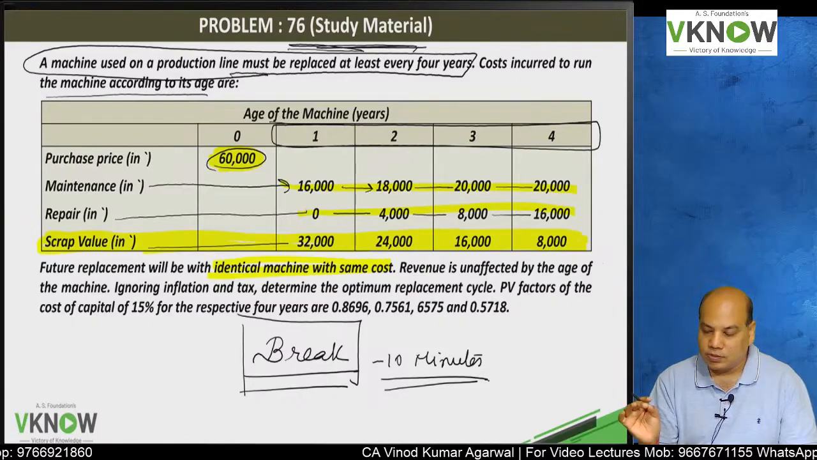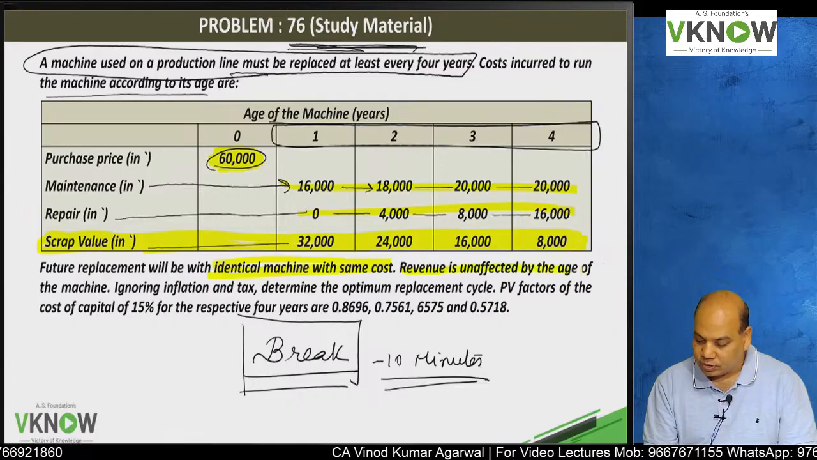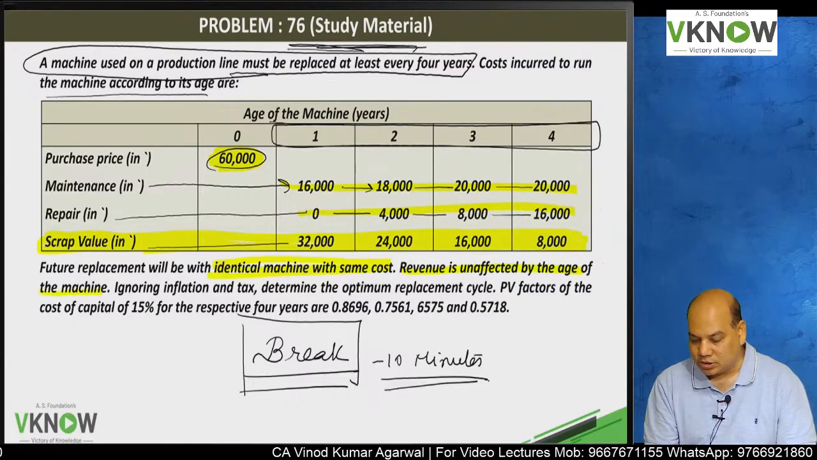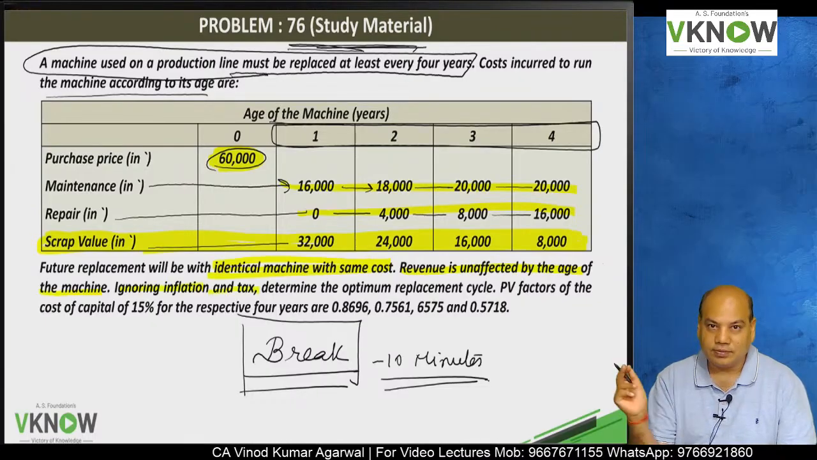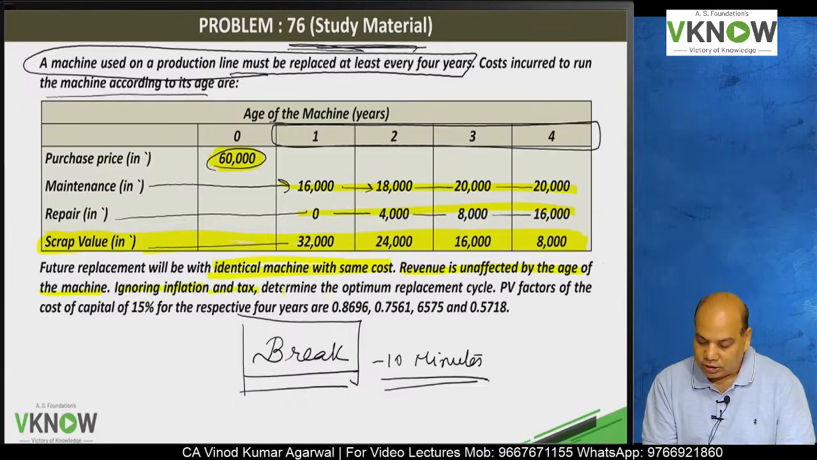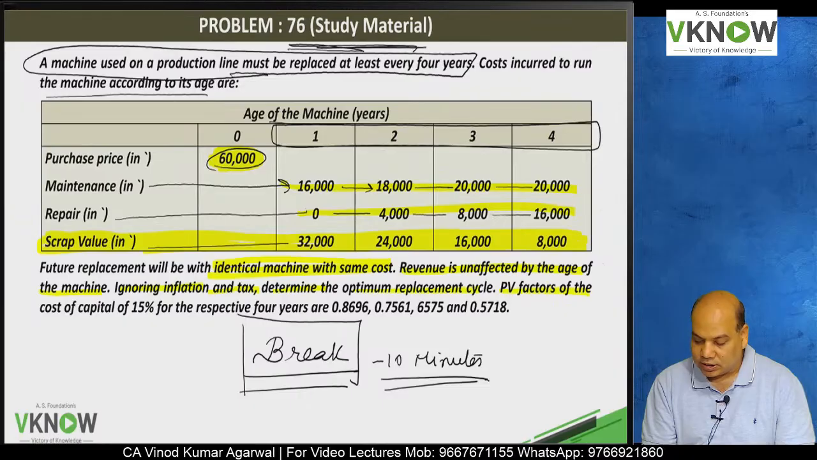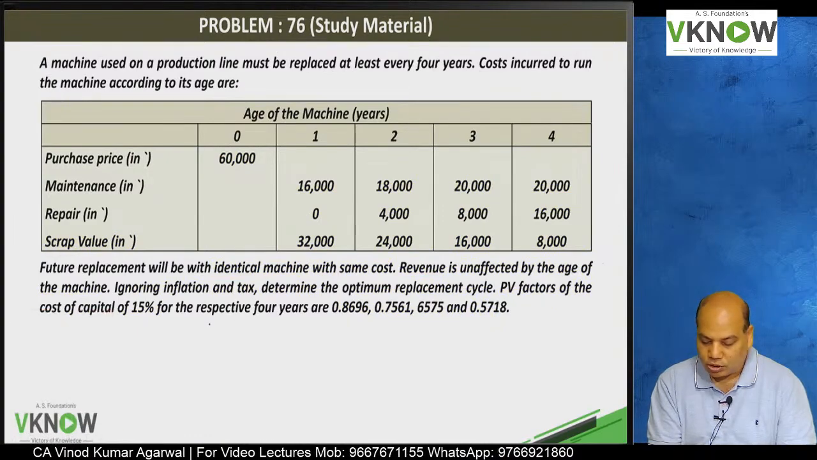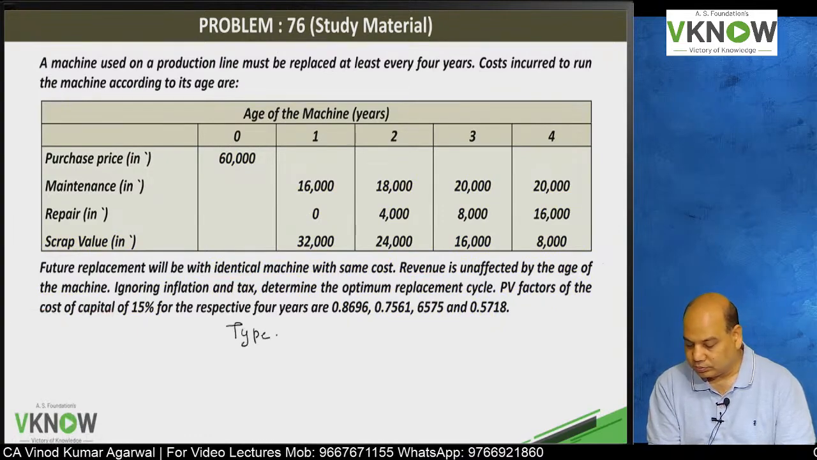Revenue is unaffected by the age of the machine. So this is a problem of cost minimization. Revenue is not affected by the machine. Ignore inflation, very good. Ignore taxation, very good. Determine the optimum replacement cycle. PV factors at 15% are given to you. This is a type 1 problem. This I will call type 1 problem.